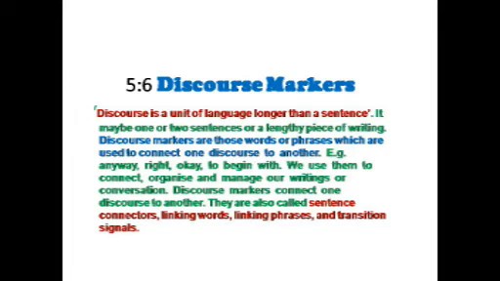Discourse markers are those words or phrases which are used to connect one discourse to another. So they are actually linking words or transition words, like anyway, right, okay, to begin with. So we use them to connect, organize and manage our writing or conversation. They are also called sentence connectors, linking words, linking phrases and transition signals. They all mean the same.